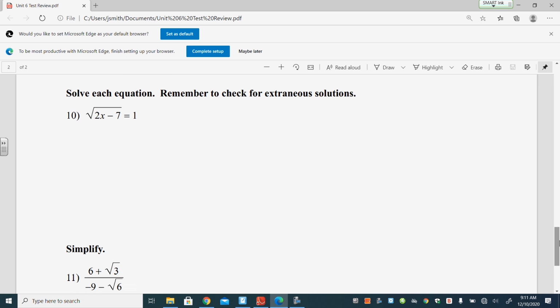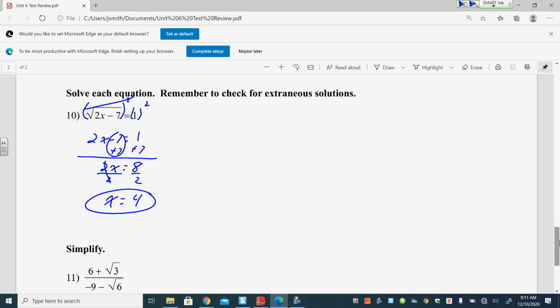Right, looking at number 10, we're just going to solve these. Since the radical is already isolated, we're just going to raise it by its index. So we're going to square both sides. The square root and the square would cancel. 1 squared is 1. Then we solve this like a regular equation. So I'm going to add 7. So 2x equals 8, and then divide by 2. So x would equal 4.